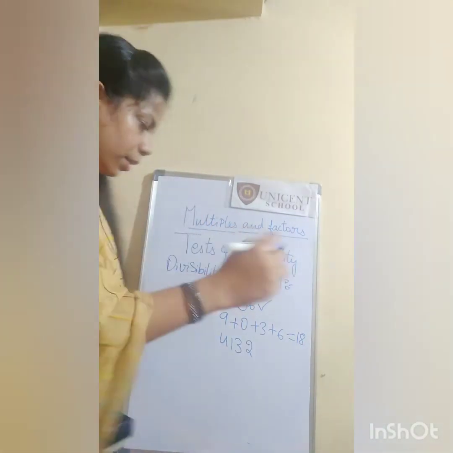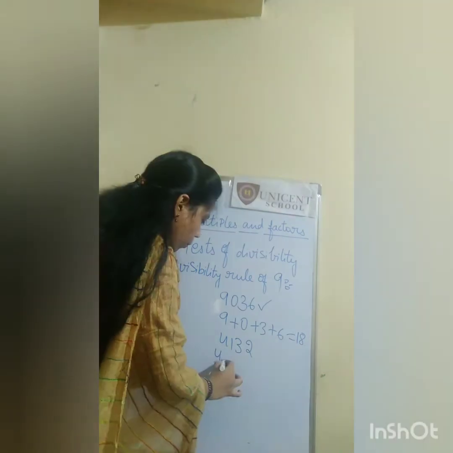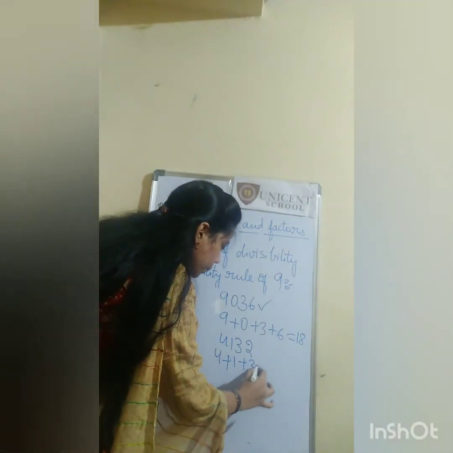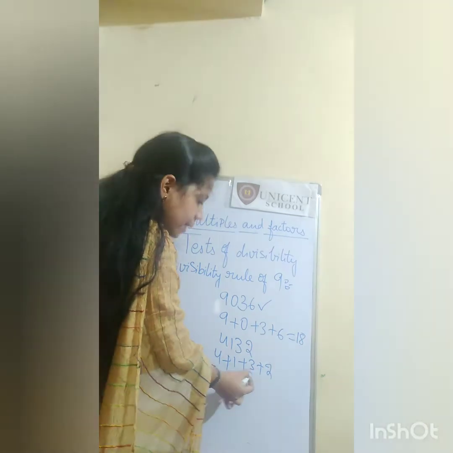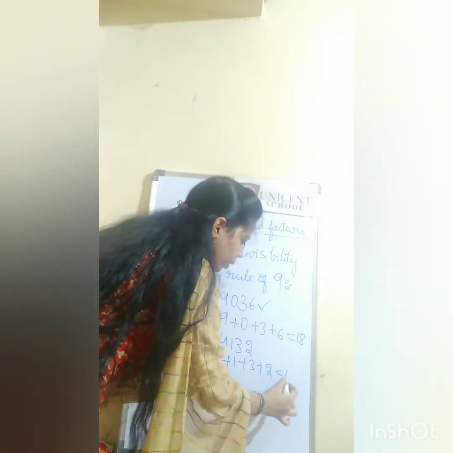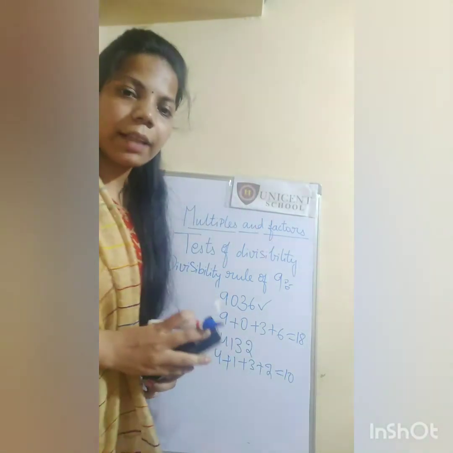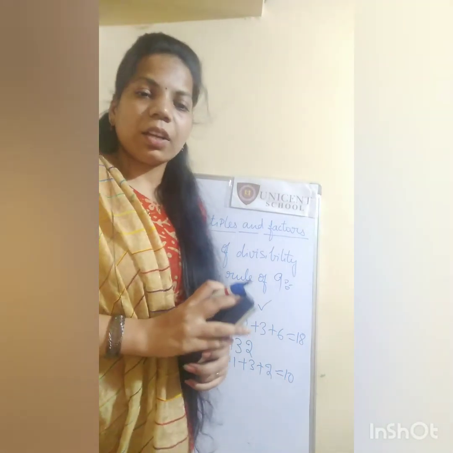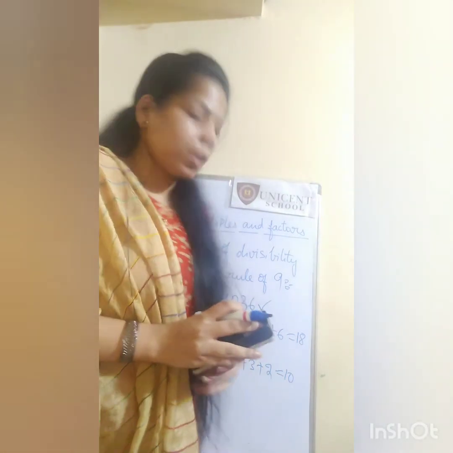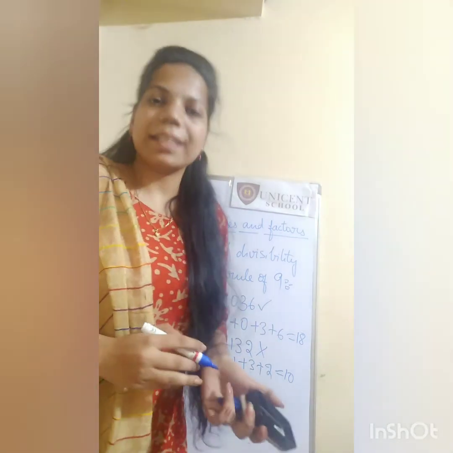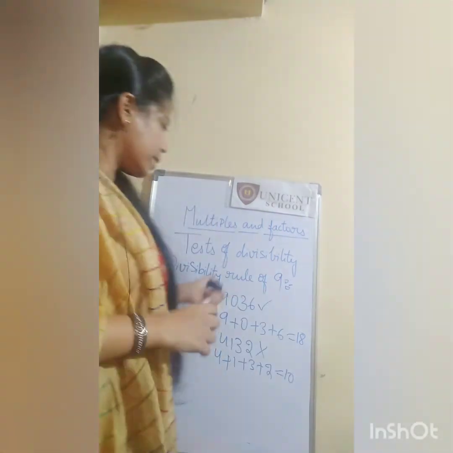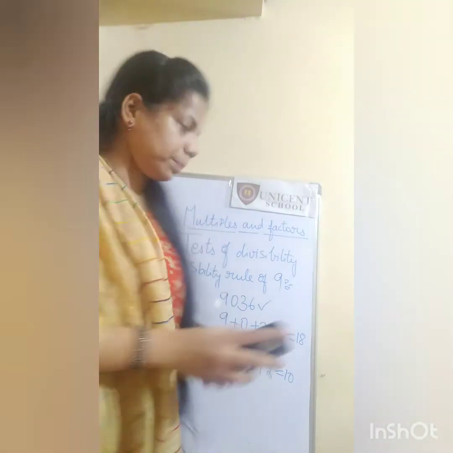4132. Now we will find the sum of the digits: 4 plus 1 plus 3 plus 2. 4 plus 1 is 5, 5 plus 3 is 8, 8 plus 2 is 10. Is 10 divisible by 9? No, right? 10 is not divisible by 9. So the entire number is also not divisible by 9.